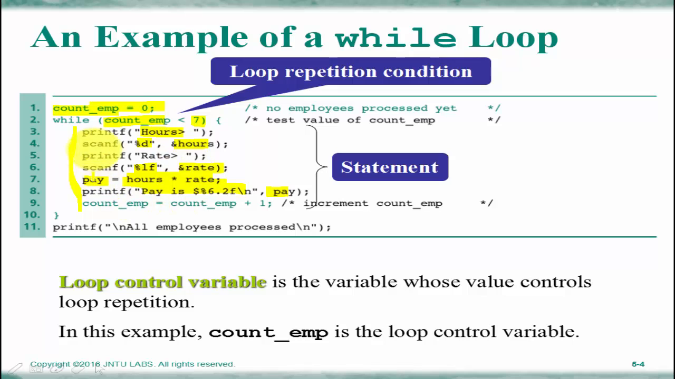The while loop runs first with 0, then the count is incremented here and becomes 1, and the loop executes again. It goes again and again, repeated until it becomes 7. When it comes to 7, 7 is less than 7 is false, so it will print all employees processed and the loop will stop. This is a simple example for the while loop.